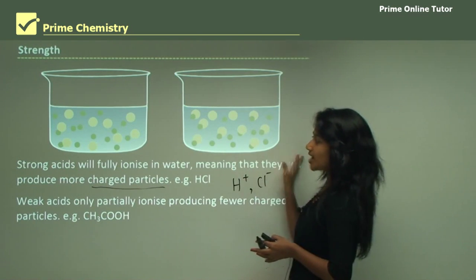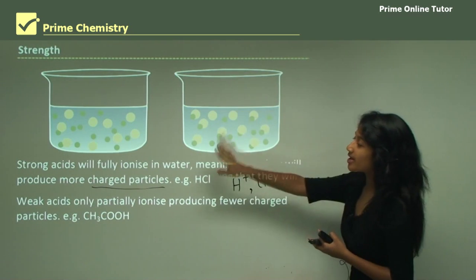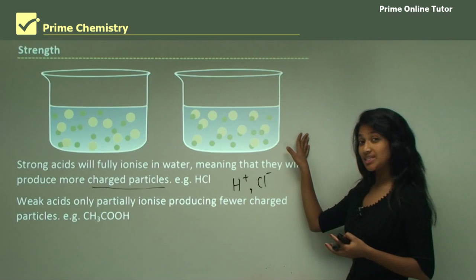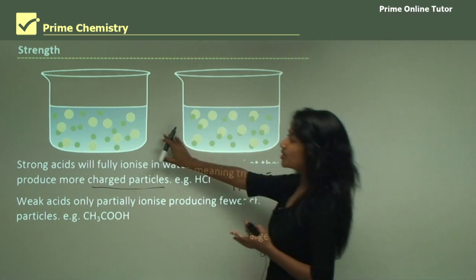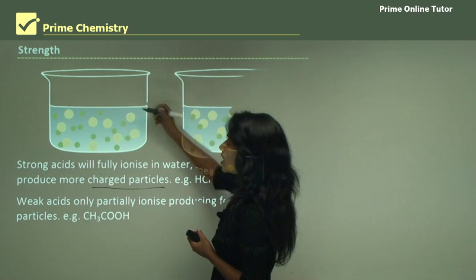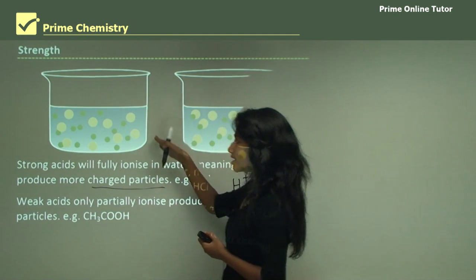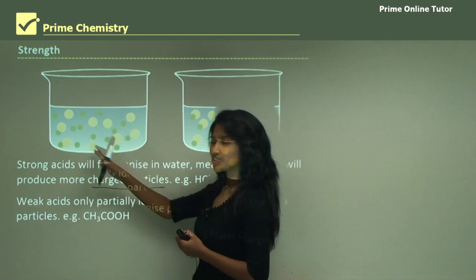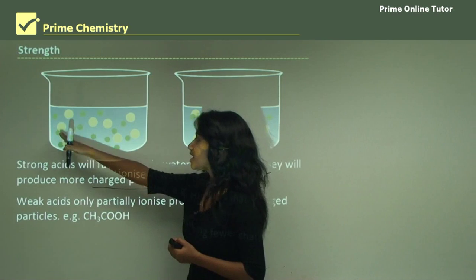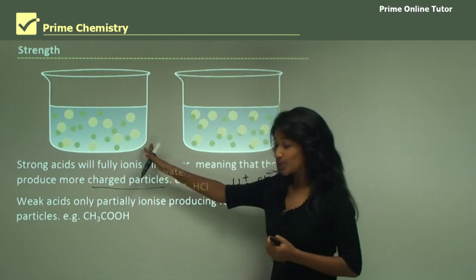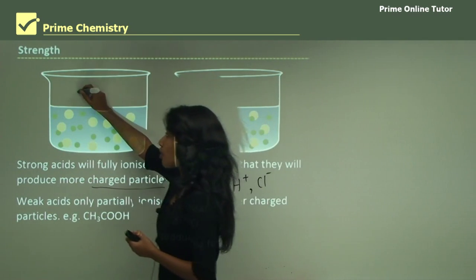Now let's look at these two diagrams and try to work out which one is a strong and which one is a weak acid. So let's look at this one, for example. You can see that the charged particles are all separate. Very few, almost all are ionizing, which means that this is a strong acid.